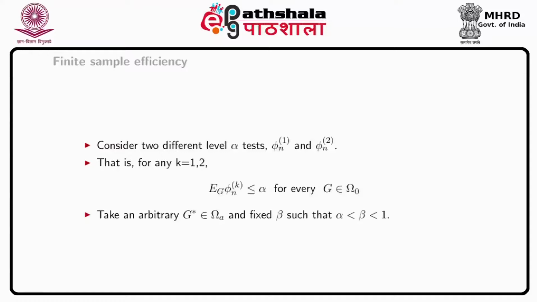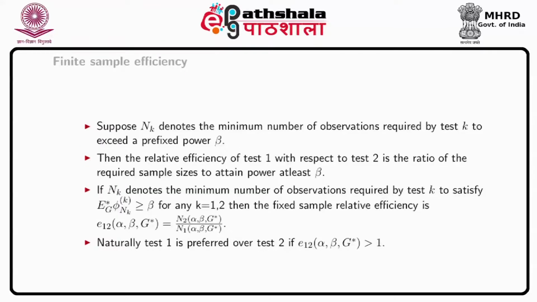Take an arbitrary G star belonging to omega A and a fixed beta such that alpha is less than beta less than 1. If capital N_k denotes the minimum number of observations required by test k to exceed a prefixed power beta, then the relative efficiency of test 1 with respect to test 2 is the ratio of the required sample sizes to attain power at least beta.